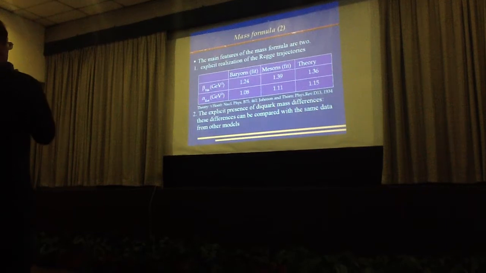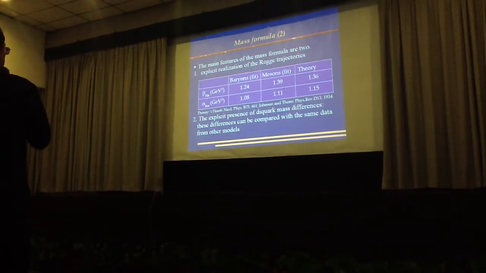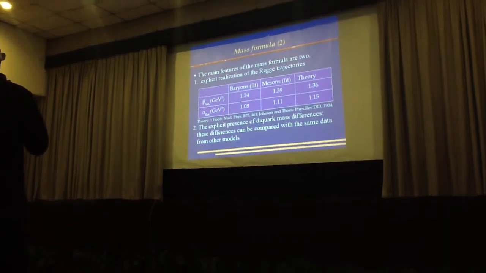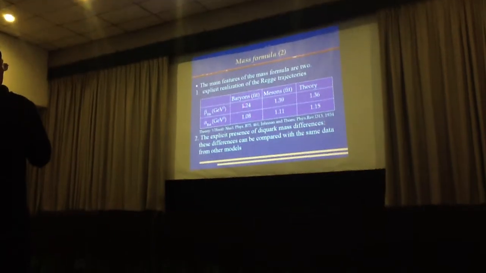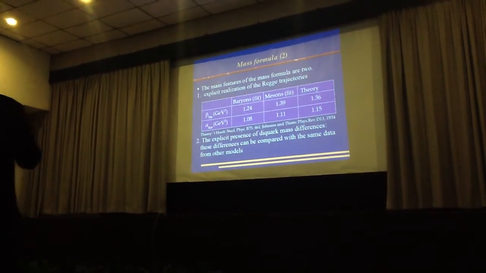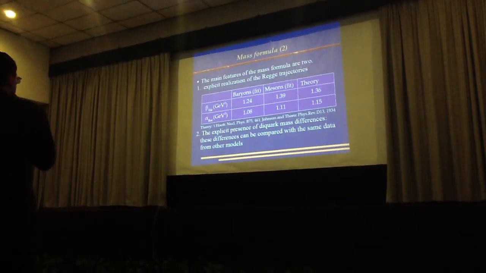So the main feature of the mass formula is the linear trajectory, and here we have compared the results of our fits for the baryons and for the mesons with some results from the theory, from string-like models, and we can see that they agree quite well.